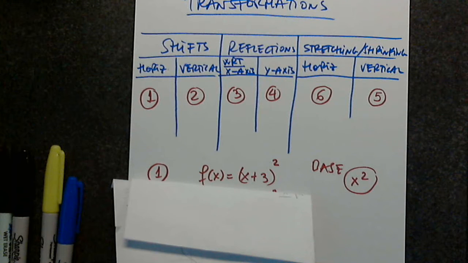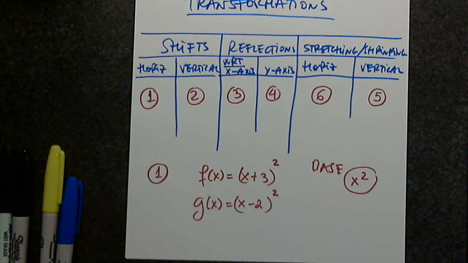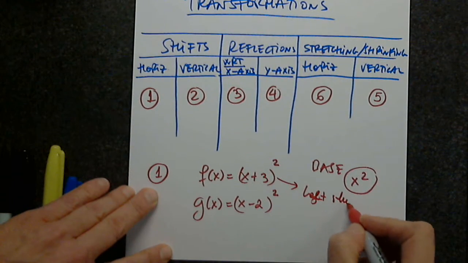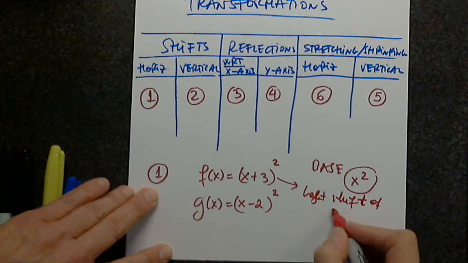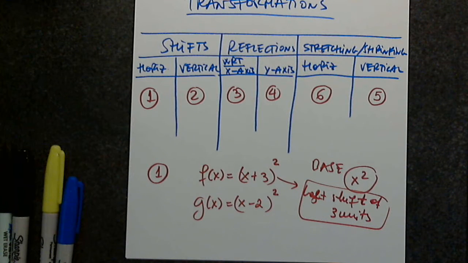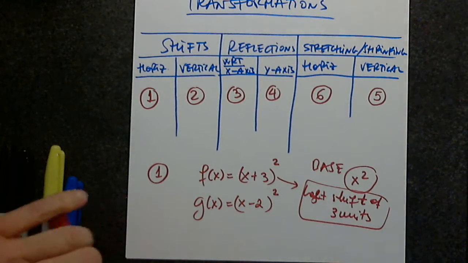So what kind of shift is this when I change x into x plus 3? Where does the graph go? To the left, exactly, to the left 3. So this is a left shift of 3 units. We're going to graph this in a moment. It starts at the origin and it shifted 3 units to the left by changing x into x plus 3.